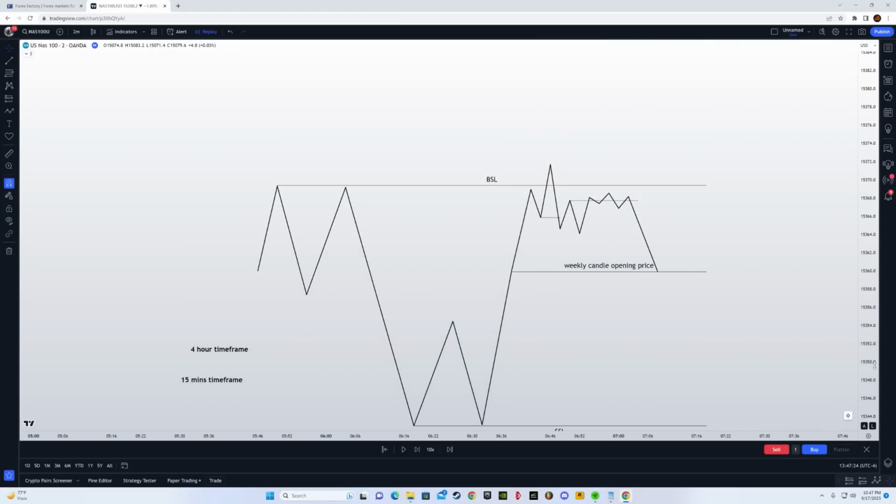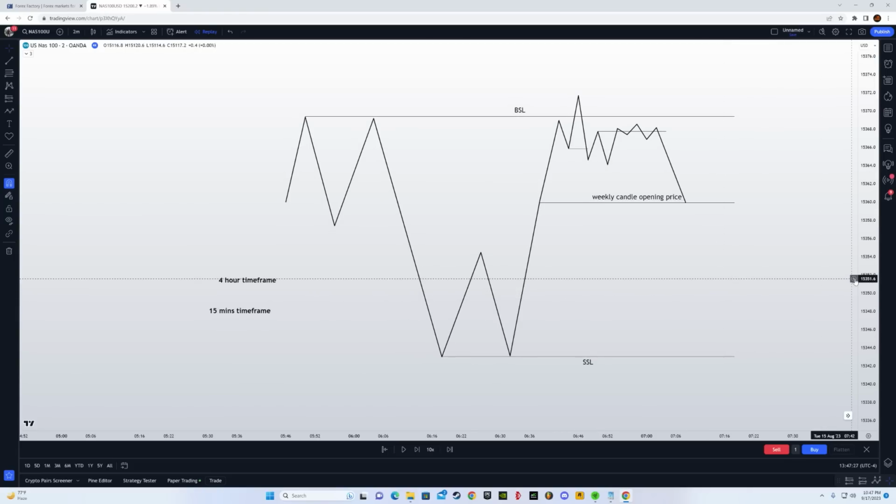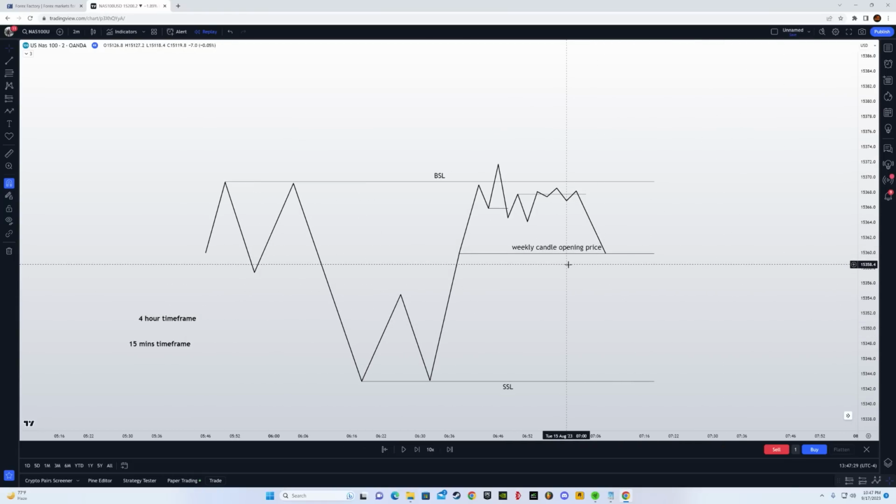So first of all, we mark out the weekly candle opening price. Afterwards, we are going to use 3 time frames. So that's going to be the 4-hour time frame. On the 4-hour time frame, we're going to mark out our buy side liquidity and sell side liquidity. And then the second time frame is 15 minutes time frame. And that's where we have to look for a market structure shift after a liquidity sweep on the 4-hour high and low. Right, so price sweeps the high on the 4-hour time frame. Then on the 15 minutes time frame, we're going to look for a market structure shift.